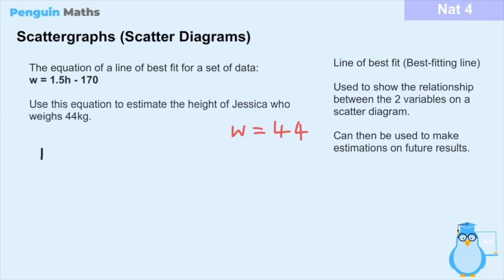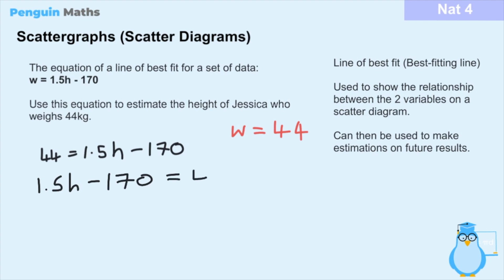So we can say that 44 in replacement of w is equal to 1.5h minus 170. So I'm just going to rearrange this. So what's on the right hand side of the equation is just now on the left, and vice versa.